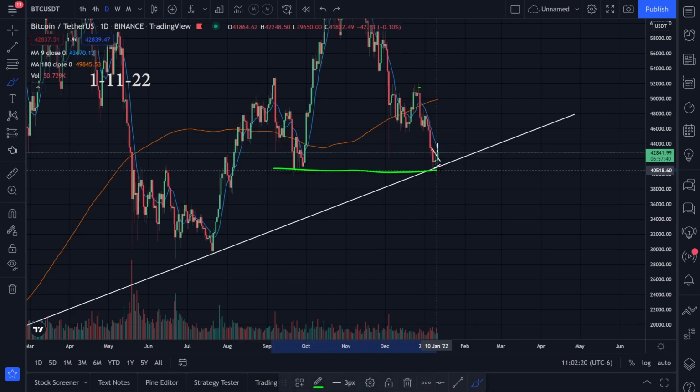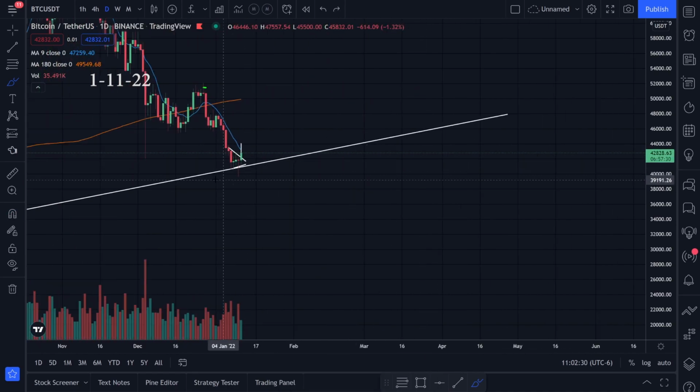We pretty much got a little wick right down. We wicked down a little bit, but we've been holding support in this trend line so far, and it looks like we're getting a little bounce right now. Let's go ahead and delete everything.